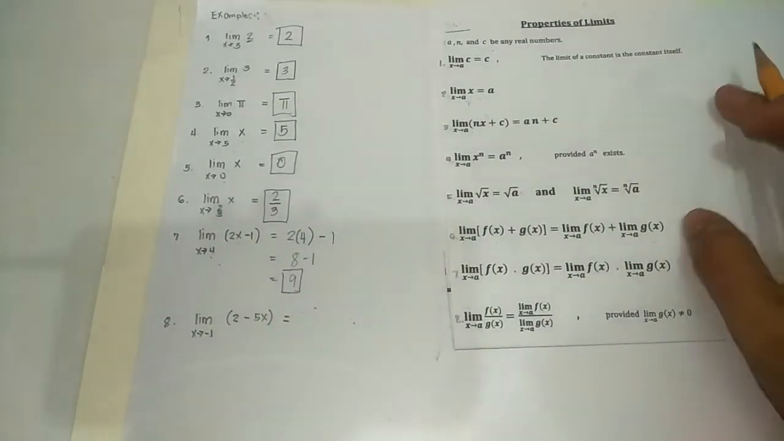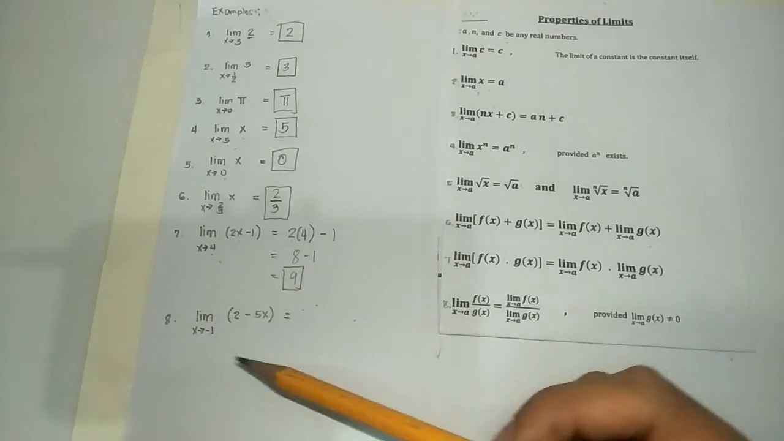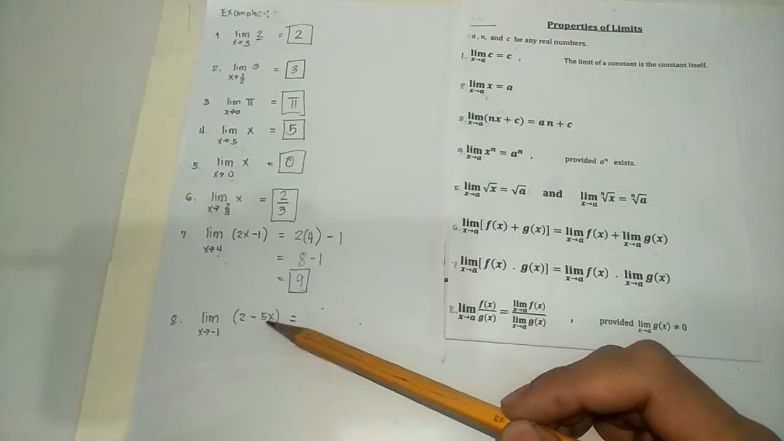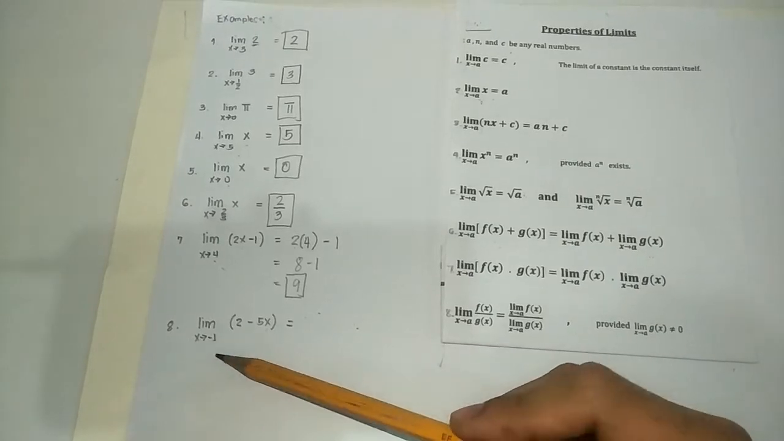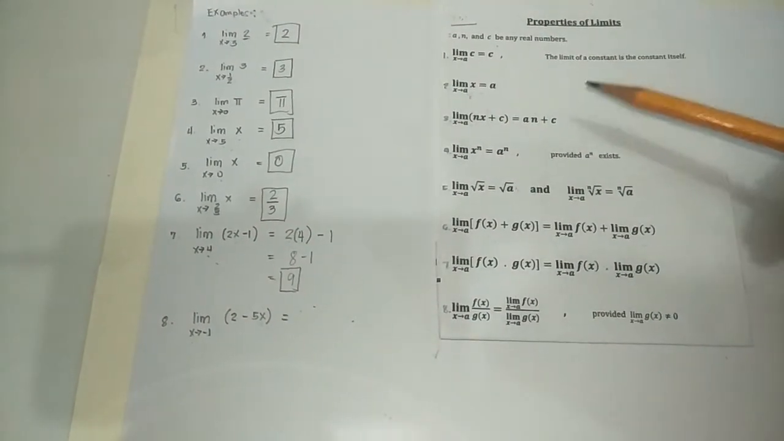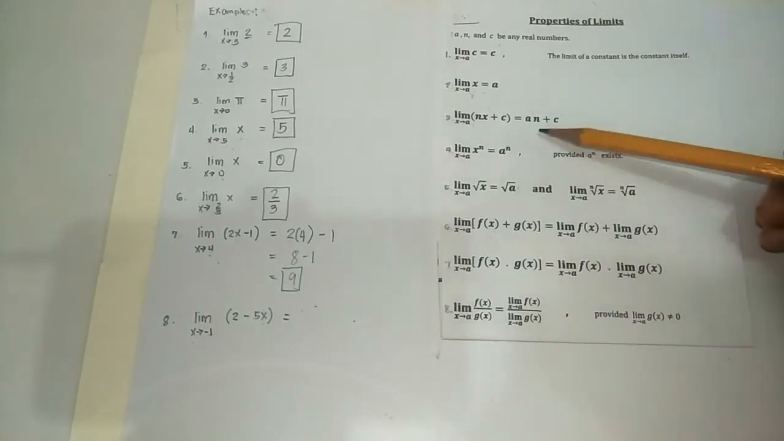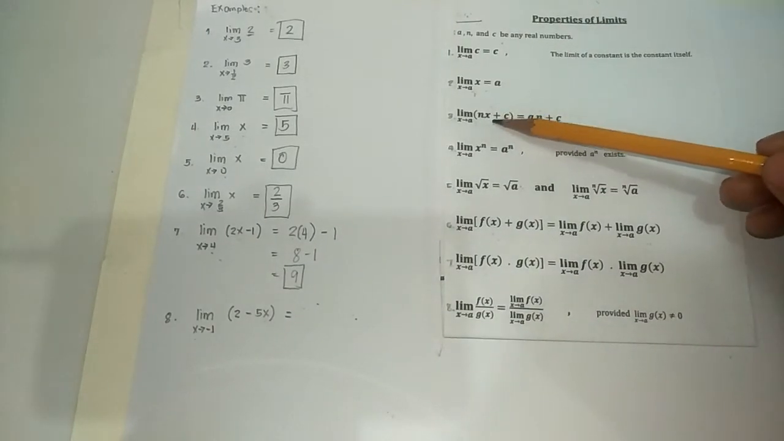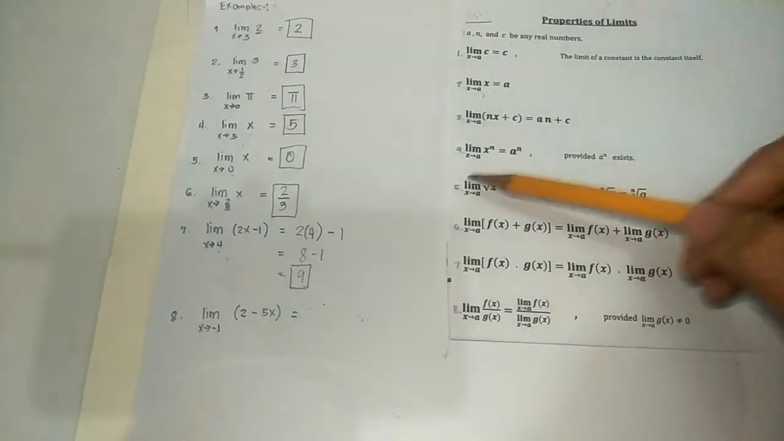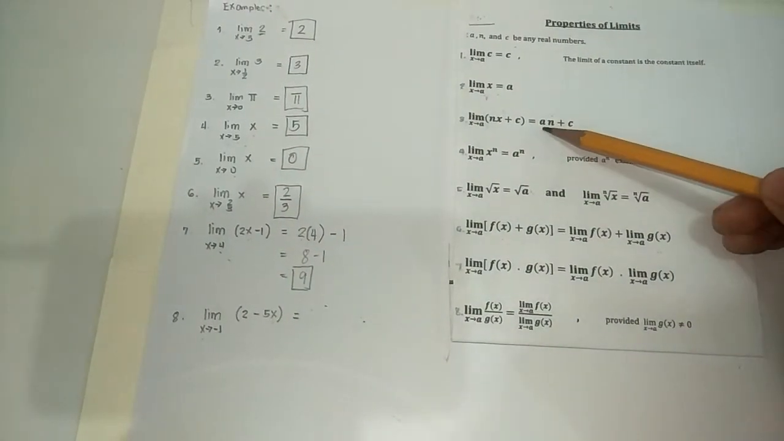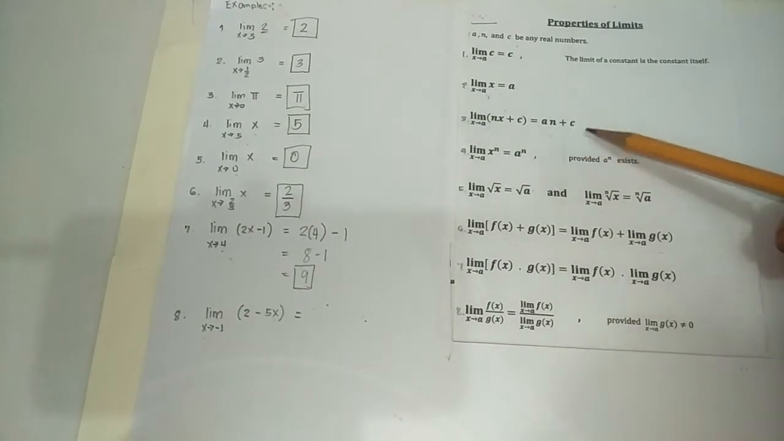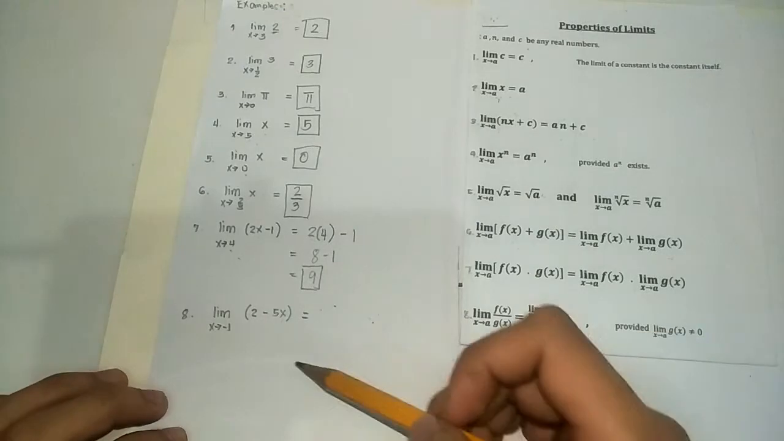Okay, so let us have example number 8. In example number 8, we have the limit of 2 minus 5x where x approaches negative 1. Example number 8 will be based on the property of limits number 3, wherein the limit of nx plus c, where x approaches a, is a sub n, a multiplied to n plus c.